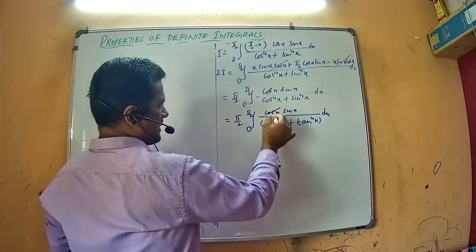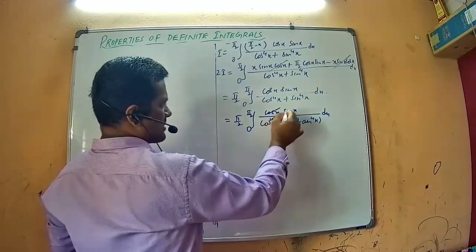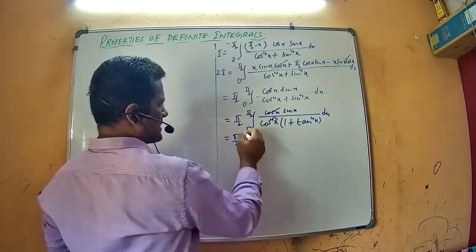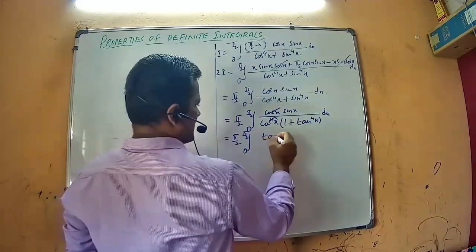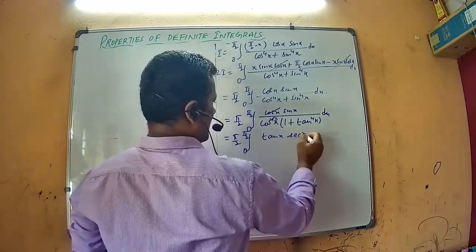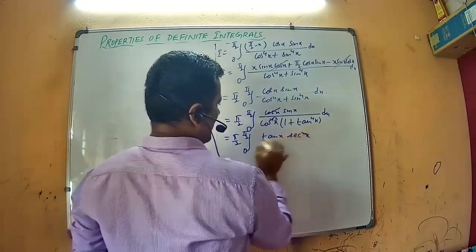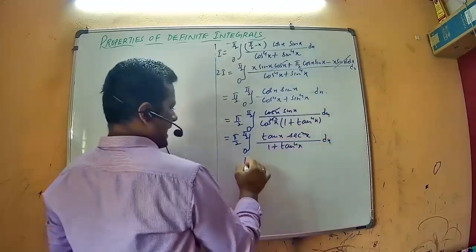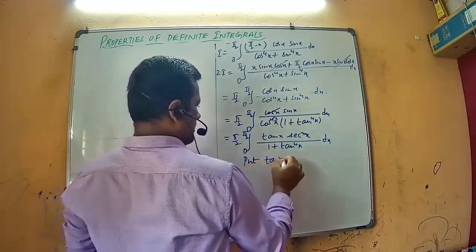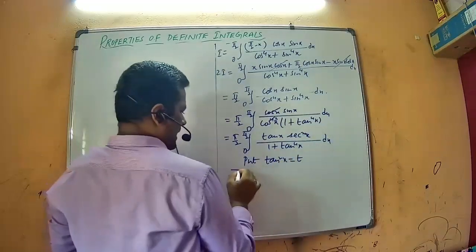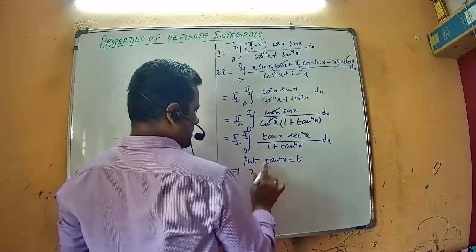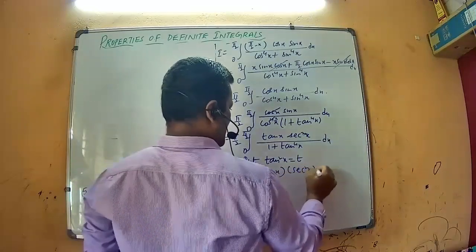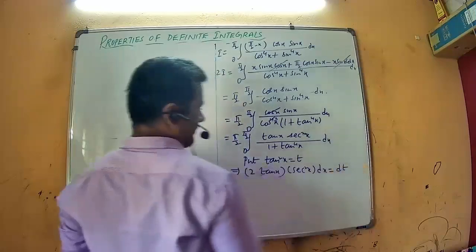So here one cos x will get cancelled. So this is sin x by cos cube x, which is nothing but tan x into secant square x, by 1 plus tan power 4x dx. Now put tan square x is equal to t. What happens? This is nothing but 2 tan x into derivative of tan x, which is secant square x, into dx is equal to dt. Right.